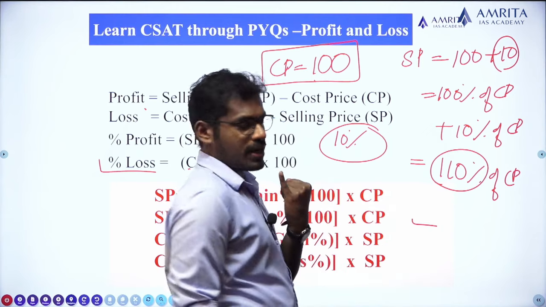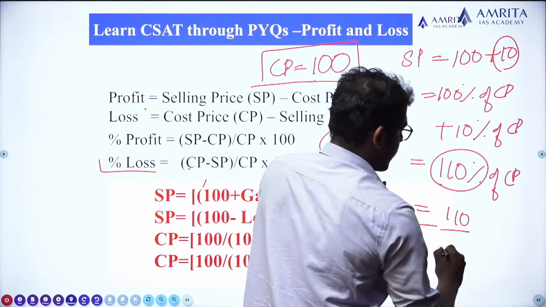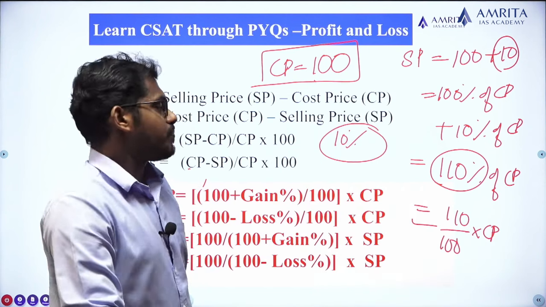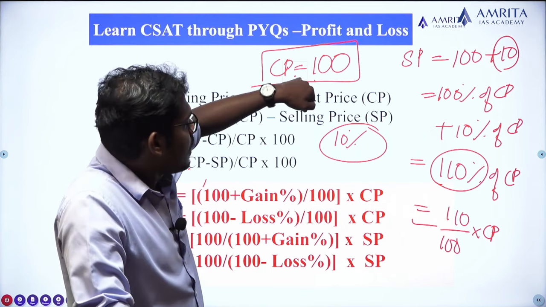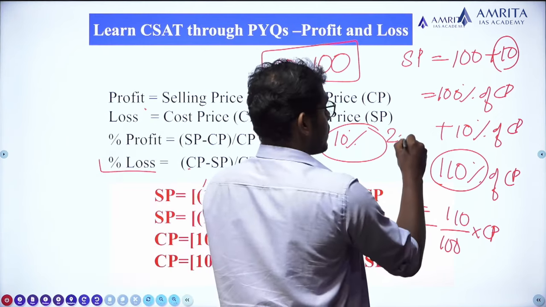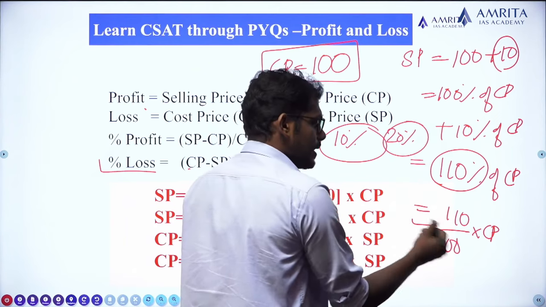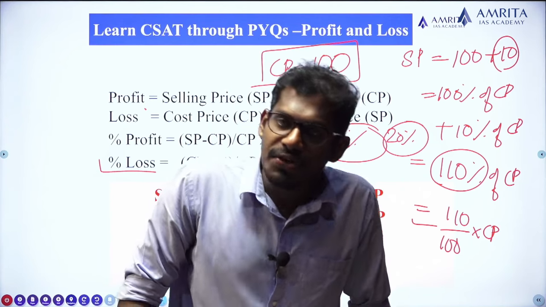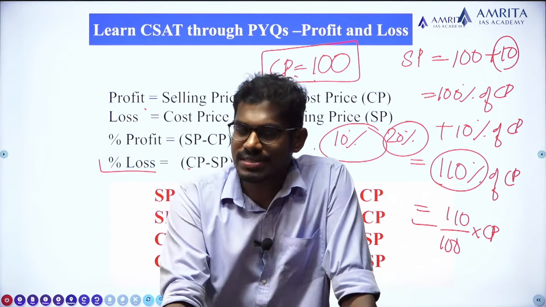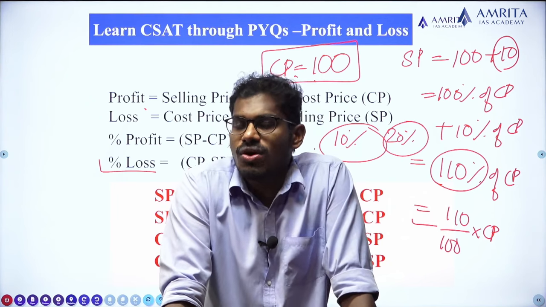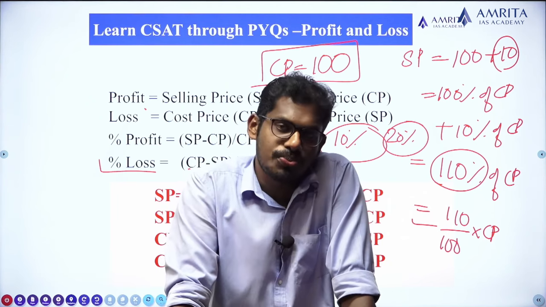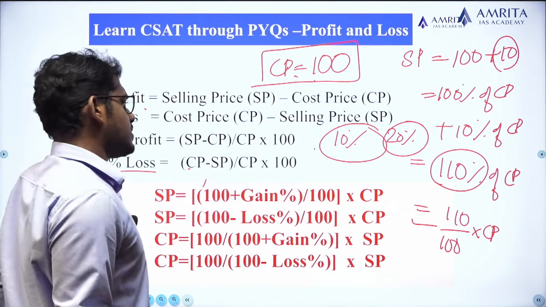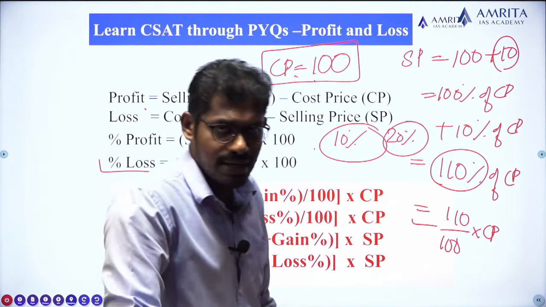110% of cost price, that is 110 divided by 100 into cost price. So now the idea is clear. If the cost price is 100 and the profit percentage is 20%, then the selling price will be 120 by 100 into cost price. Clear? If the cost price is 100 and the profit percentage is 30, then the selling price will be 130 by 100 into cost price. Simple idea. Clear? Okay.